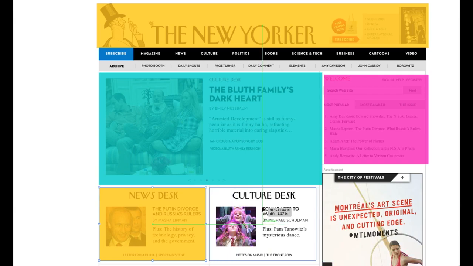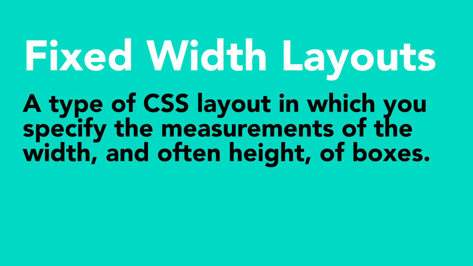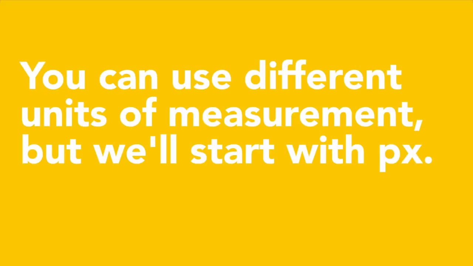We're going to start simple and talk about fixed width layouts. That means we're going to tell the browser exactly how wide every box should be, down to the pixel. In the next lesson, we'll talk about other ways you can tell these boxes how to behave. The CSS properties here are pretty straightforward: width and height. These can be written using different units, but we'll start just dealing with pixels.